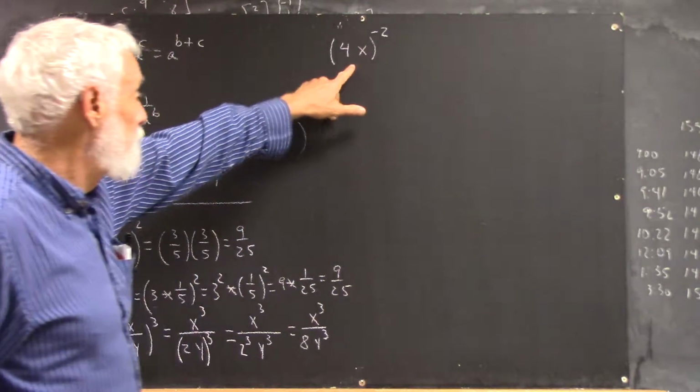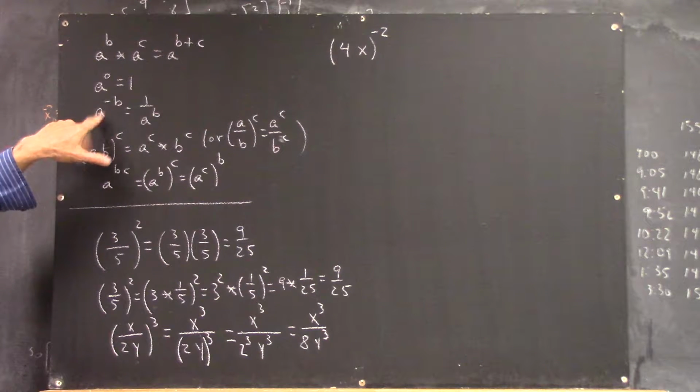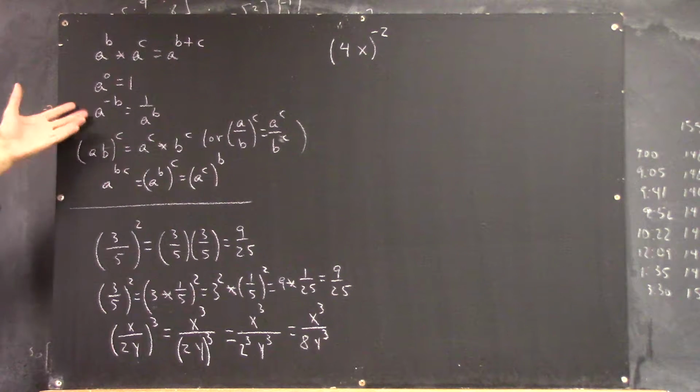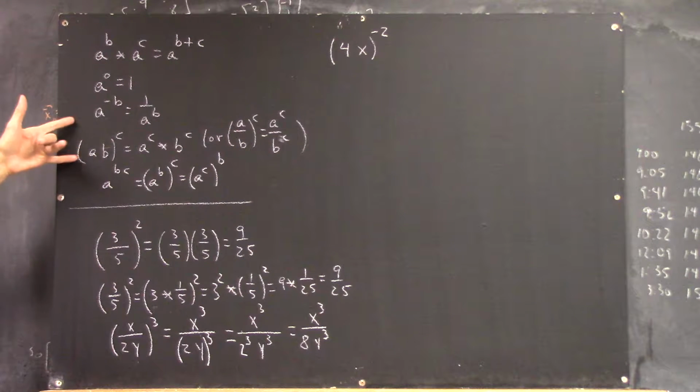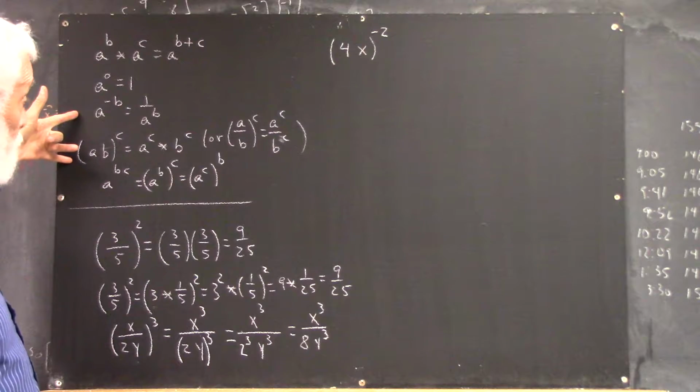So one of you applied this law, and one of you applied this law. They're both right. And whichever law you applied first, you got to apply the other one next. Okay? So you got these two laws, and they can be used in either order to get the right thing. So let's see how it works.